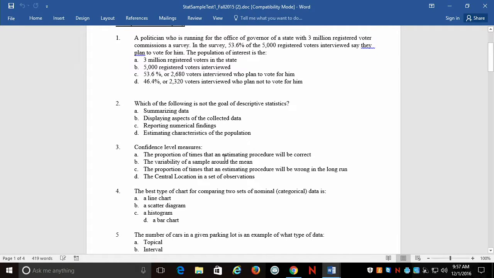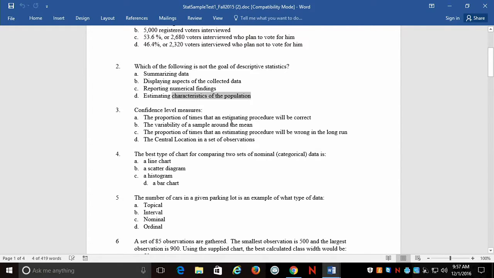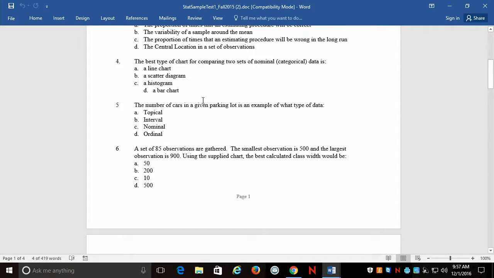Which of the following is not the goal of descriptive statistics? Well, descriptive stats summarizes, displays aspects, reports numerical findings. Estimating characteristics of the population is a goal of inferential statistics, right? Confidence level measures. Well, that's just a definition. If you get that one, that should be easy because you have open book. The best type of chart for comparing two sets of nominal data. What do we use when we compare? Remember, nominal data was like categorical data. We used a multiple bar chart for that purpose.